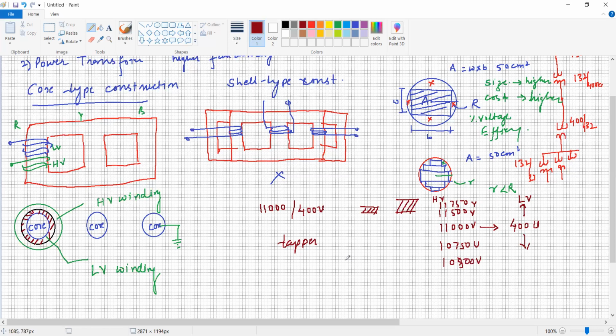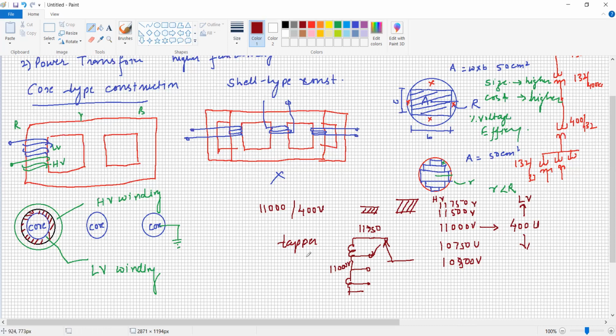So what we have to do, we have to keep some tappings on the HV winding. So these are the tappings. We will provide some tappings over the HV winding, and as the voltage changes, the tapping is going to change from, say, 11,750 volt to this one, which is 11,500 volt, and this is, say, 11 kV, and so on.